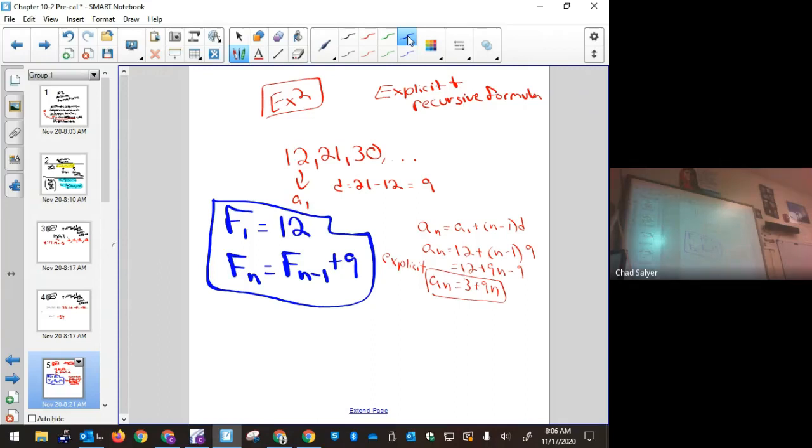So if I were to tell you I'm 13 years older than my brother, well, you still can't tell how old I am unless you know how old he is. So that's a recursive definition. It depends on something else that you have to know. Here we say it's the one that came before plus 9. Well, you have to know the one that came before. So you need a starting point, and that is f sub 1.